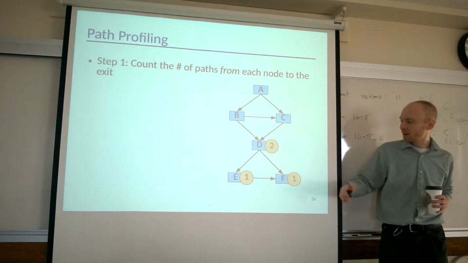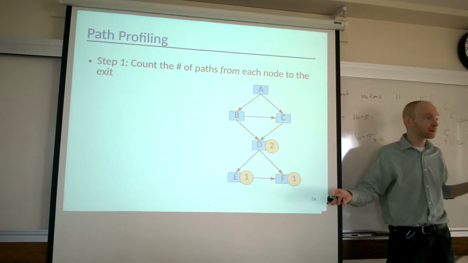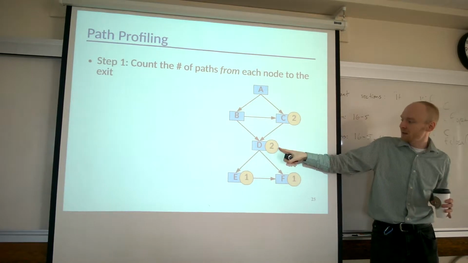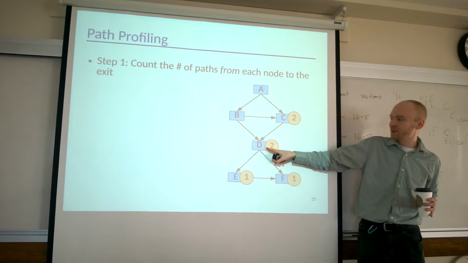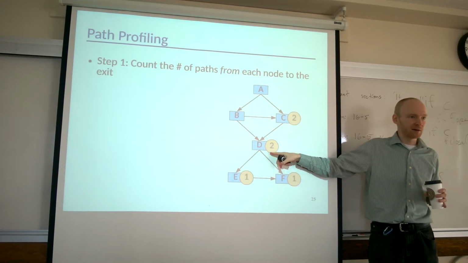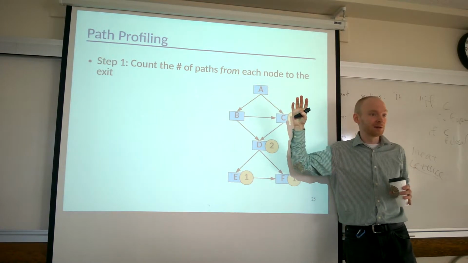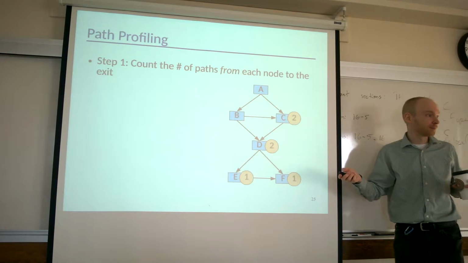And so that there are two. Okay, reasonable enough, right? Now we have two paths from C to F, because there's only one path from C to D, and so we can just inherit it, right? So you can see that these values are flowing backward. They're flowing backward along the control flow graph. It's a dynamic programming problem.